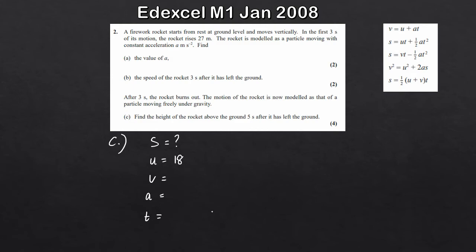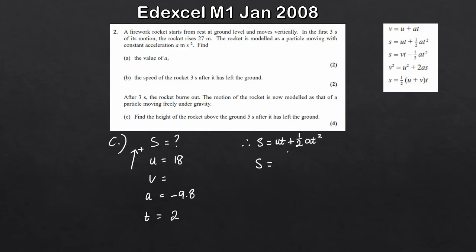As it's now a particle moving freely under gravity, if I model upwards as being positive, our acceleration is minus 9.8, and our t in this case, we're going from 3 to 5 seconds, so t is 2. So we've got S, U, A and T. So in this case, again, we're using the clearly quite popular one here, S equals UT plus a half AT squared. So S we don't know, that's what we're going to work out.